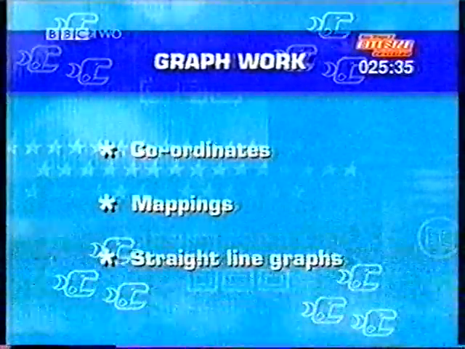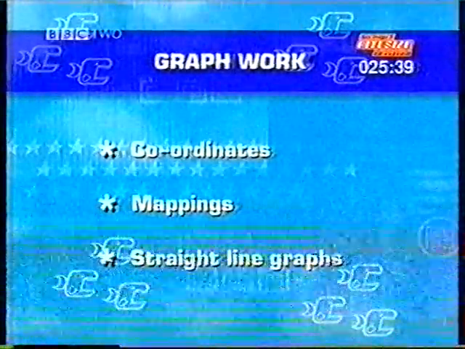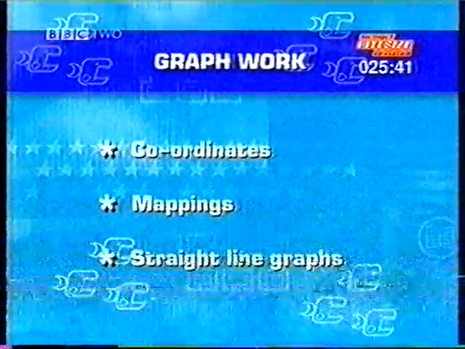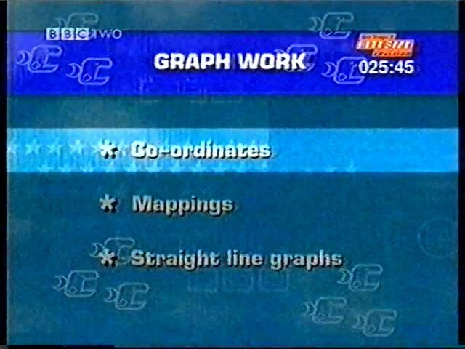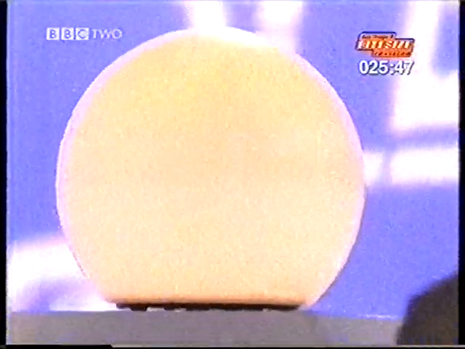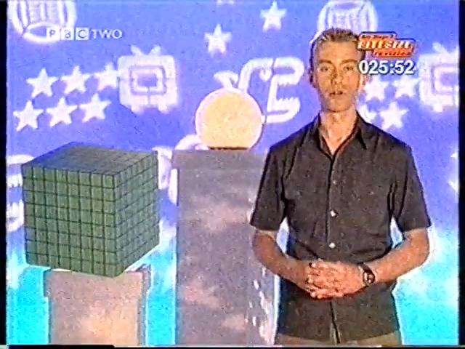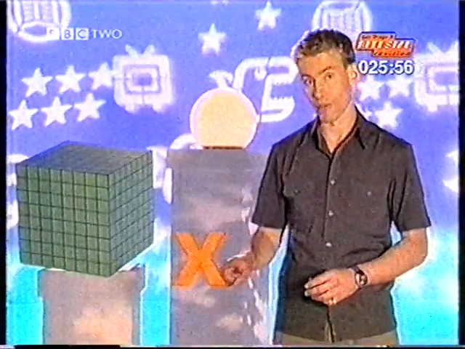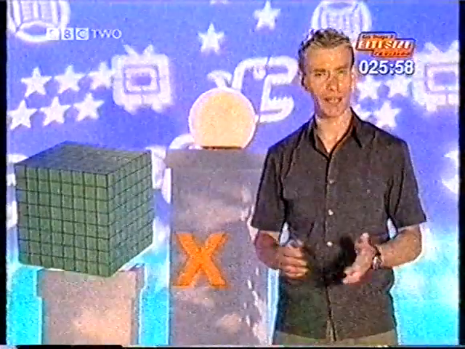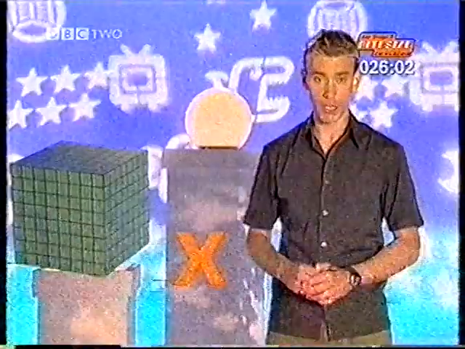This unit on graphs is divided into three sections, one on coordinates, one on mappings, and another on straight line graphs. Let's begin with coordinates. Now, coordinates are very useful for pinpointing a particular spot. If I draw a point here, for example, how could I explain exactly where that point X is? Well, that's where coordinates come in useful.